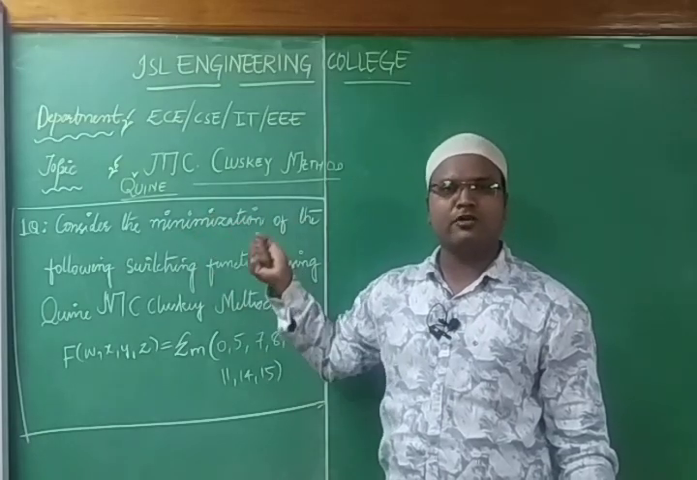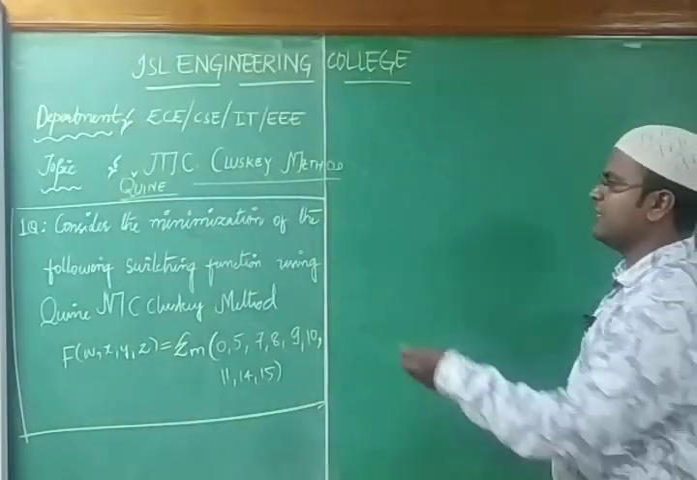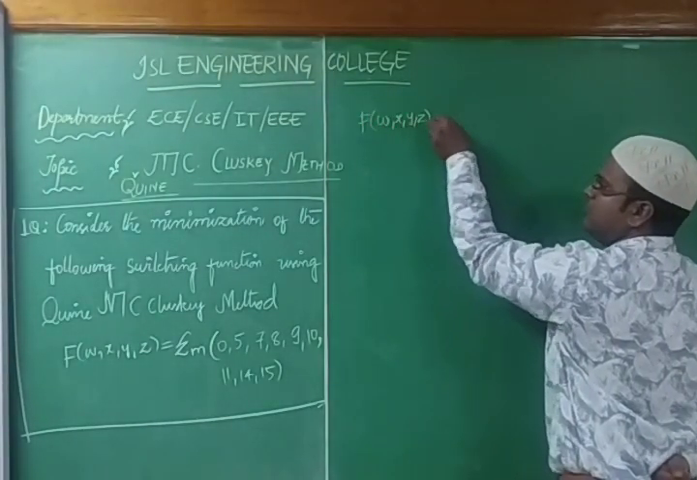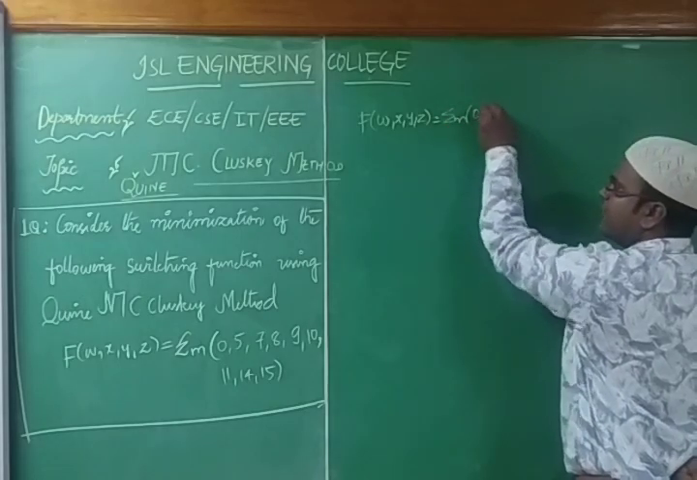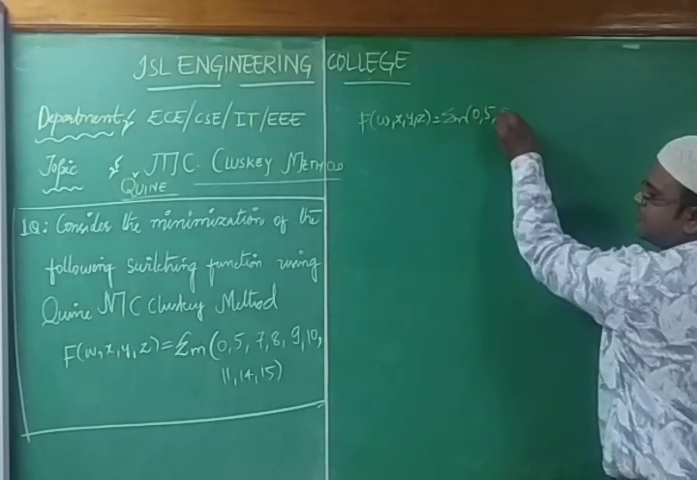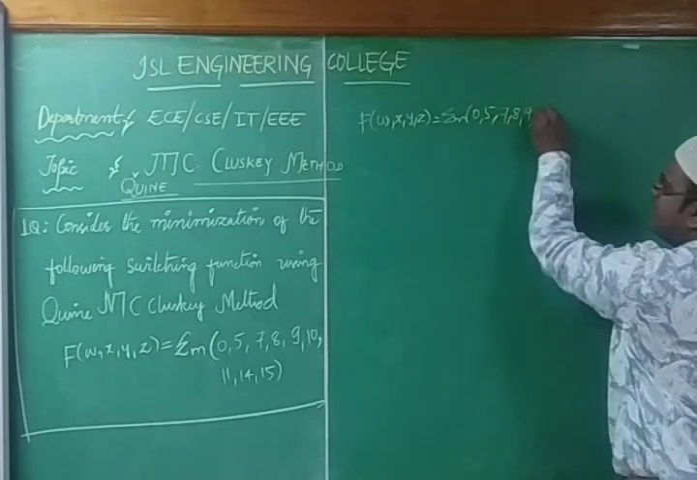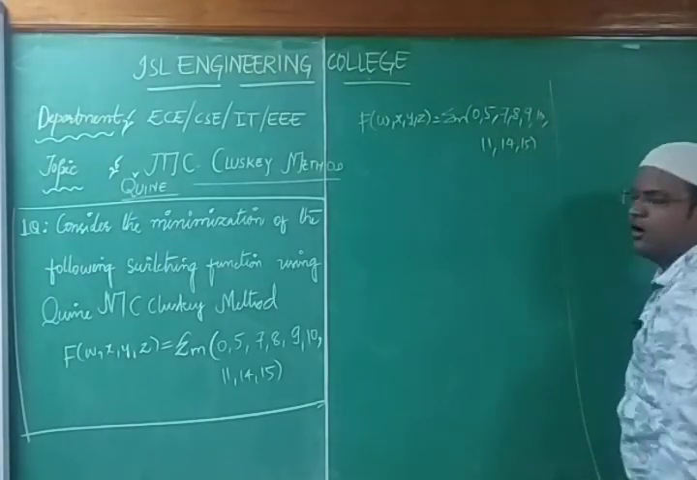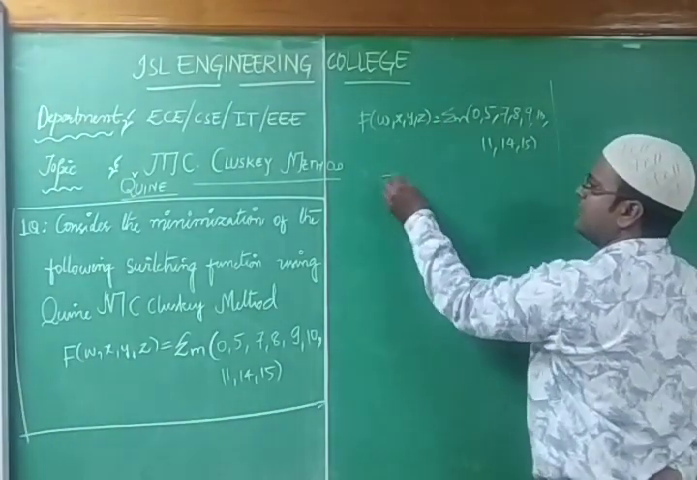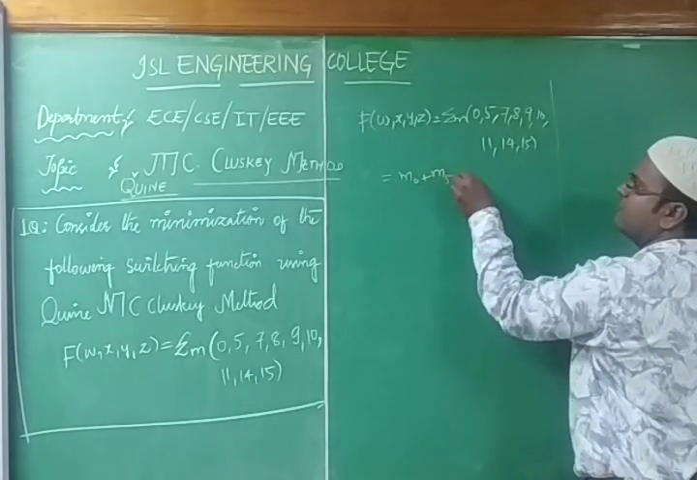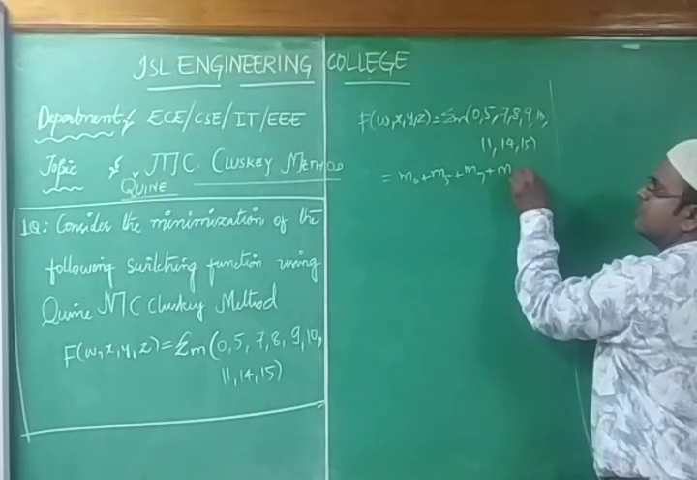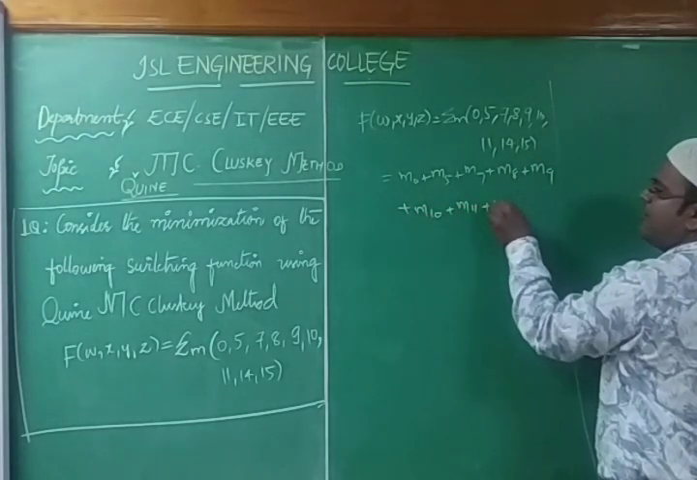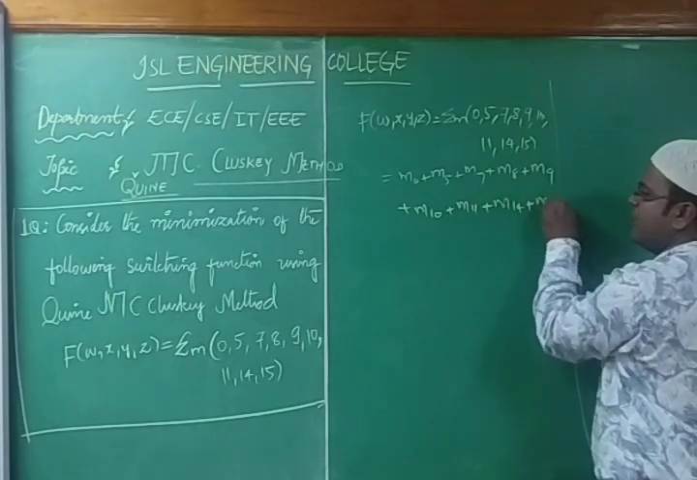By doing this, we will first write those specific terms. What is given in the question? F of w, x, y, z is equal to summation m of 0, 5, 7, 8, 9, 10, 11, 14 and 15. So first, we'll write those values in terms of minterms: m0, m5, m7, m8, m9, m10, m11, m14 and m15. So we have all those values.